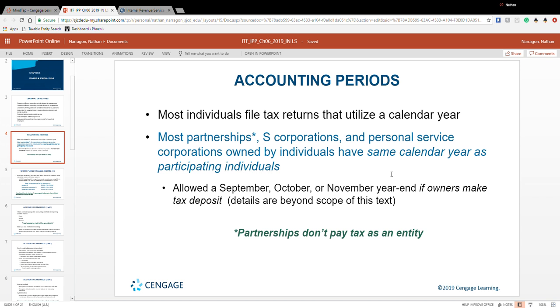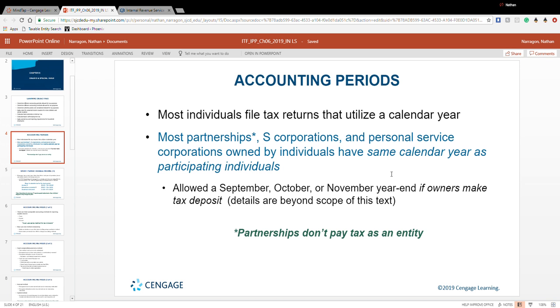This could be making the year end on a different date. If the IRS approves, they can make the year end on September, October, November, August, April, any month that they want to, but it still has to be 12 months. So this brings in a little bit of trouble every now and then with the tax returns.